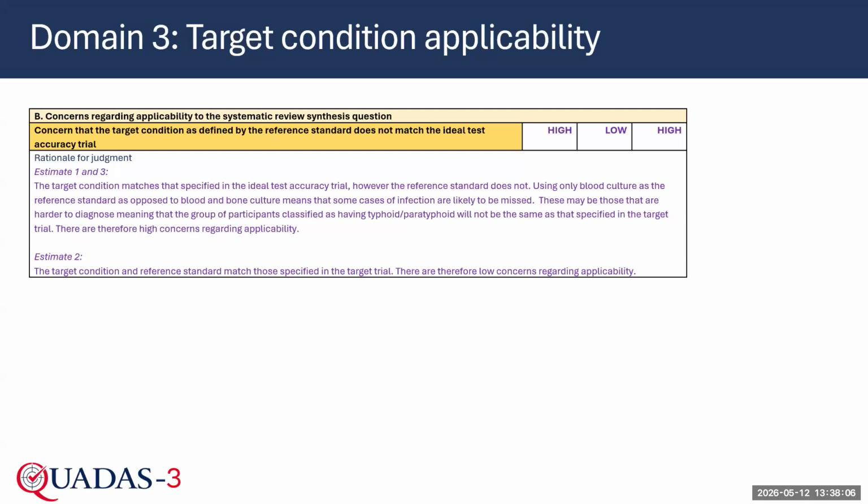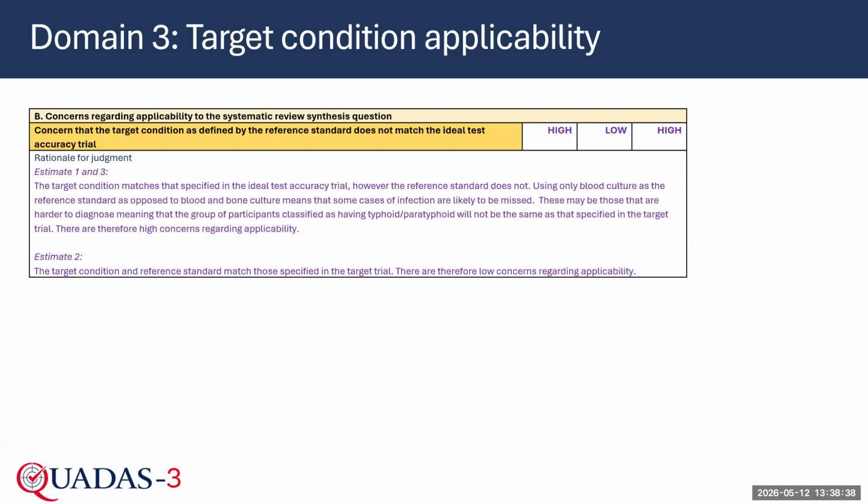But for estimate 1 and 3, although the target condition matches that specified in the ideal test accuracy trial, the reference standard does not. So we think that using only blood culture as opposed to blood and bone culture means that some cases of infection are likely to be missed. And they might be those that are harder to diagnose, meaning the group of participants classified as having typhoid or paratyphoid will not be the same as that specified in the target trial, and therefore we've got high concerns regarding applicability.